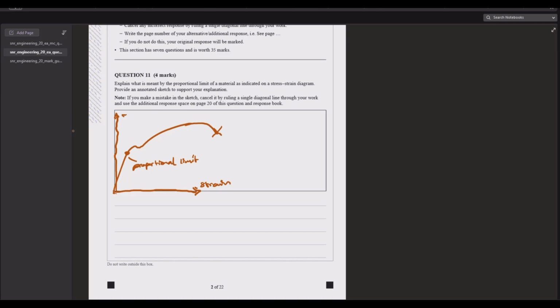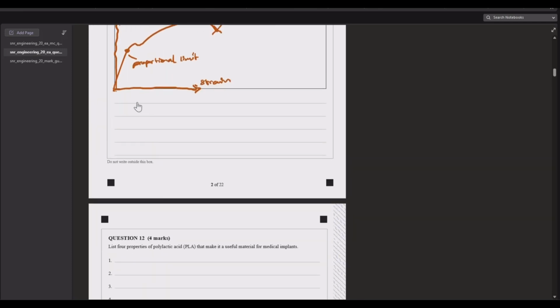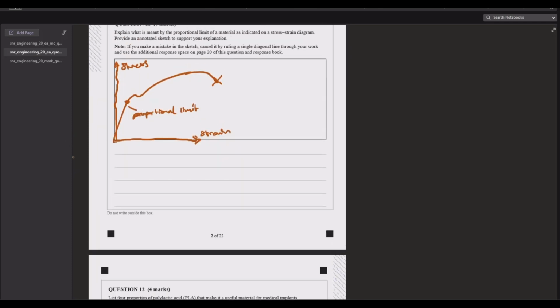That is a horrible straight line. So yeah, they could take a mark off you if you don't put that axis in there, because it does say provide an appropriately annotated stress-strain diagram sketch. So you're going to need to have that, and you're going to need to have the axis as well. And for the explanation, we'll say proportional limit. Start with the subject. The proportional limit is the last point at which Young's modulus can be calculated.